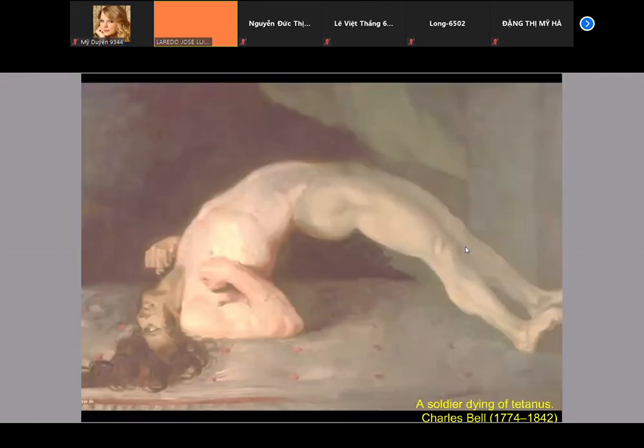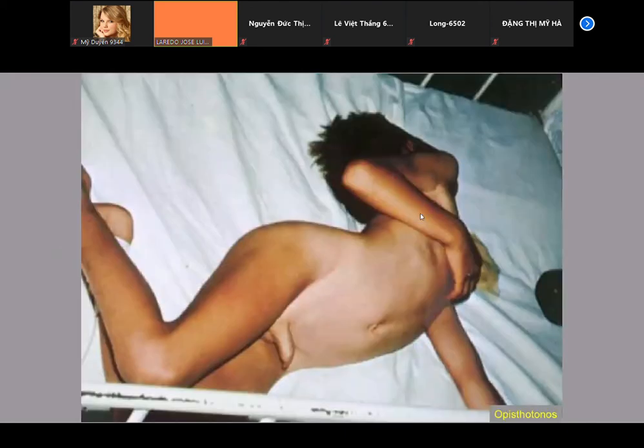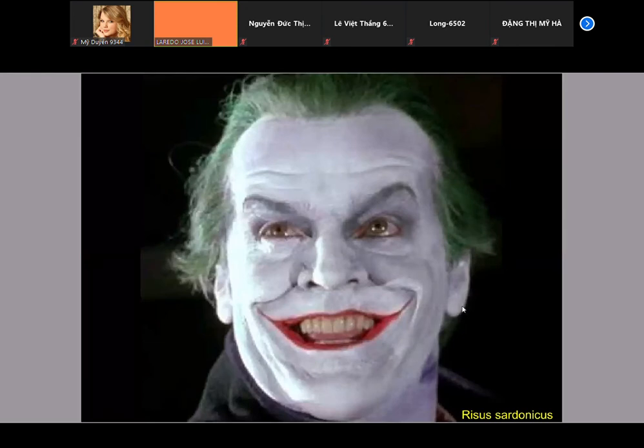This is a typical picture of a patient with tetanus. The patient is totally contracted. This is called opisthotonos. Inhibitory neurotransmitters are blocked, so the contraction cannot be stopped. This is the same in a child. This is tetanus. We can see it in the face.